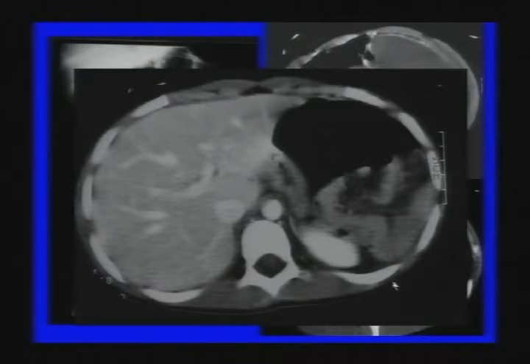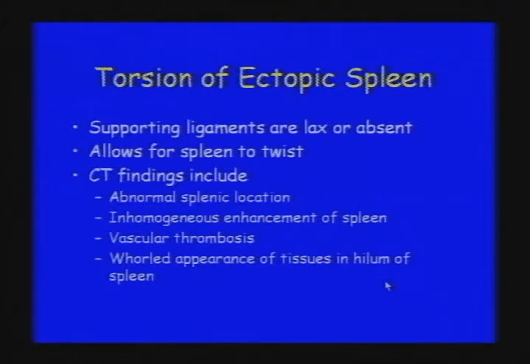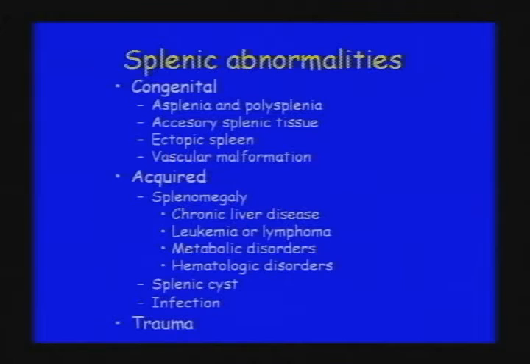Here's the left upper quadrant, even up a little higher. And this was torsion of an ectopic spleen. If the supporting ligaments around the spleen are absent, the spleen can twist, and the findings are pretty much what I just showed you here. The spleen is not in its normal position. It enhances inhomogeneously and often doesn't enhance. You'll see vascular thrombosis, or you'll see that whorled appearance of tissue in the hilum of the spleen.